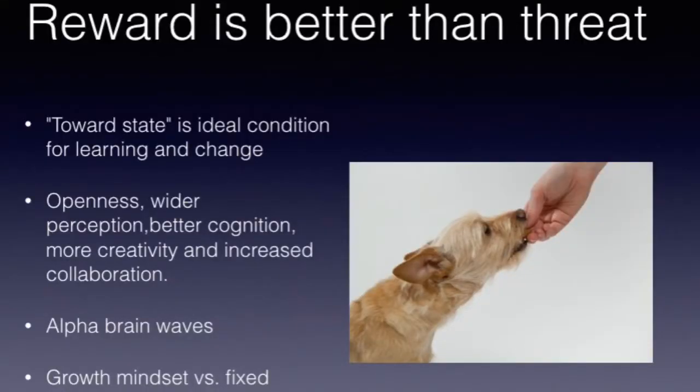Now, reward is better than threat. I mentioned it before, our amygdala. The amygdala is this ancient part of our brain that's actually really useful, but it was probably more useful when we lived on the savannah in Africa. The reason I'm saying that is it divides the world into rewards and threats. It's very simple, black and white. Is it good or is it bad?